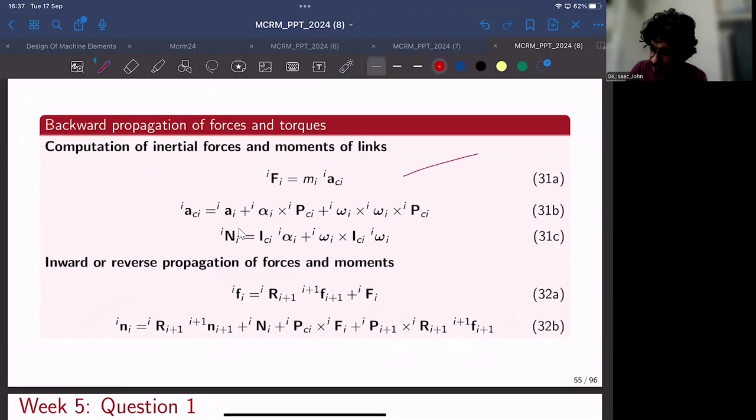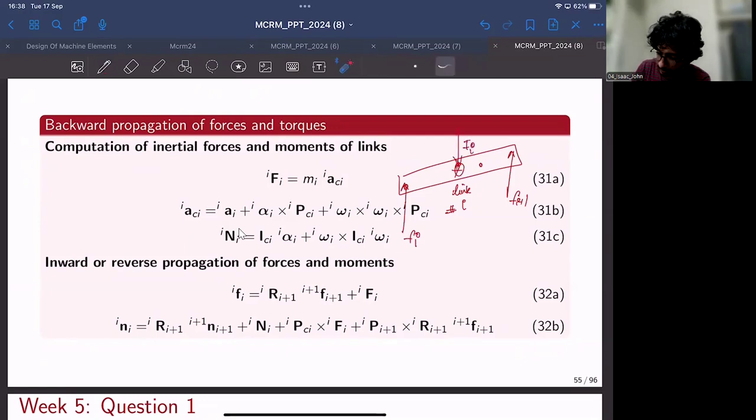For example, if you have this ith link, you will have the force exerted by the extreme end, Fi plus 1. You will have the force at this end as Fi, and you will also have this inertial force at the center of mass, that is Fi. So that is nothing but this expression.